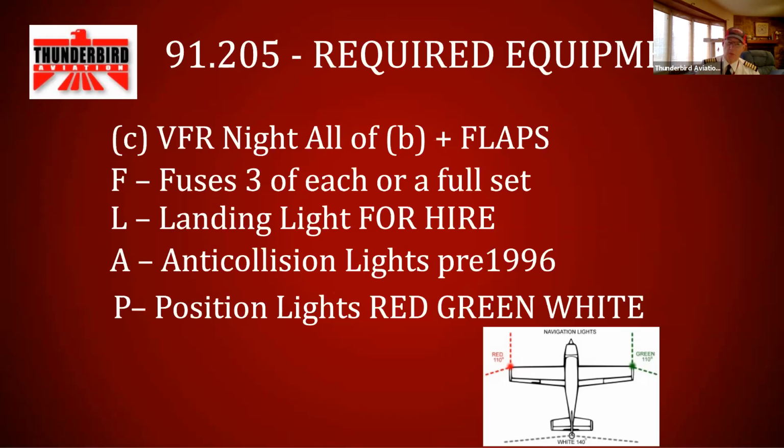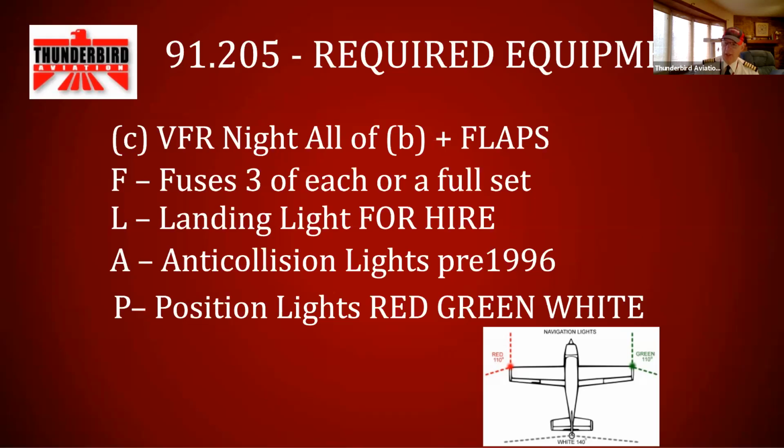If you see red and green, doesn't matter which side they're on, that airplane's coming straight at you in the dark. If you only see a green light, the airplane is going from left to right. If you see a red light, it's going from right to left. And if you see one steady white light, or any steady white lights, then the airplane is going straight away from you.